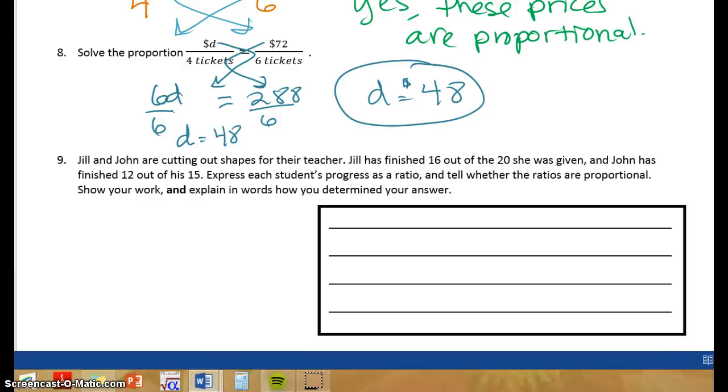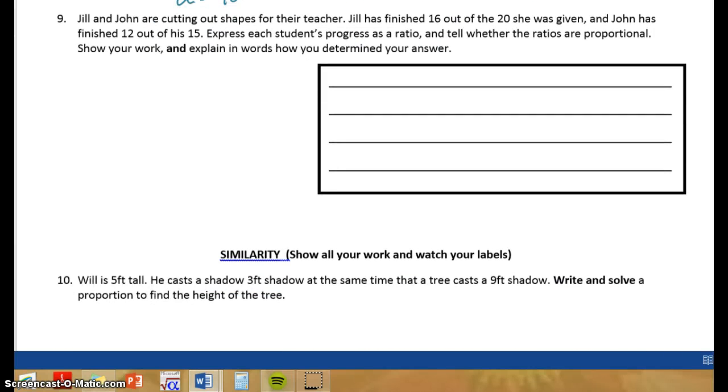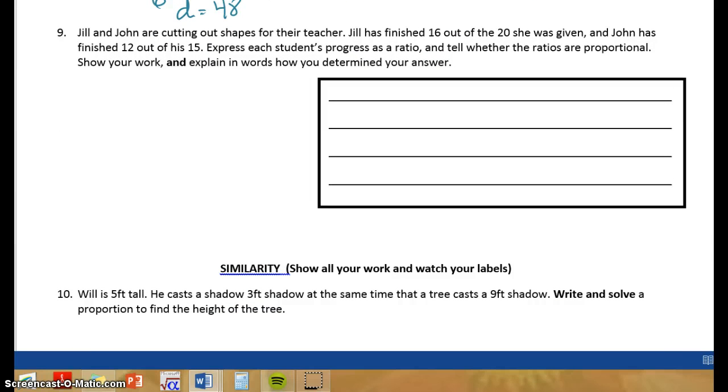Number 9. Jill and John are cutting out shapes for their teacher. Jill has finished 16 out of the 20 she was given, and John has finished 12 out of his 15. Express each student's progress as a ratio and tell whether the ratios are proportional. Show your work and explain in words how you determined your answer. So here, this box right there, we want our explanation in complete sentences. Complete sentence, complete thought there.